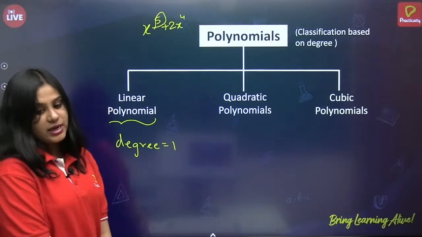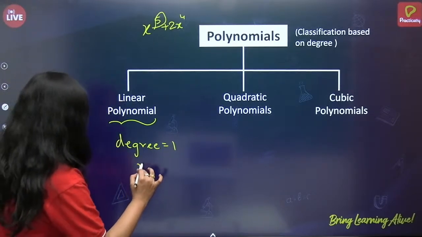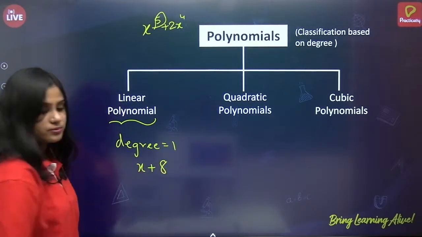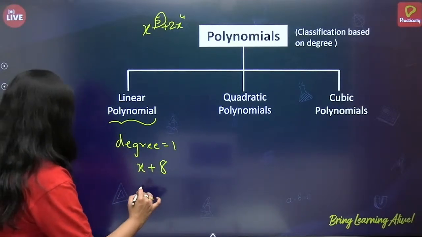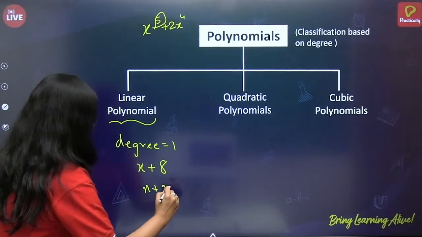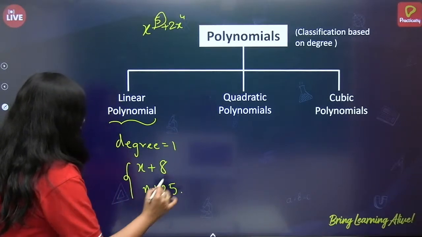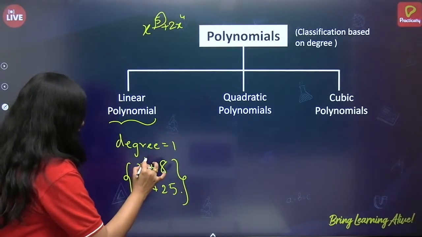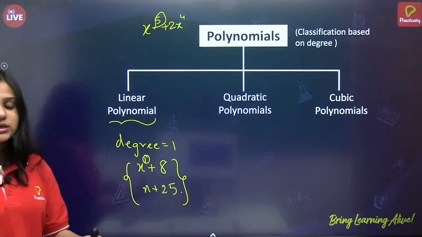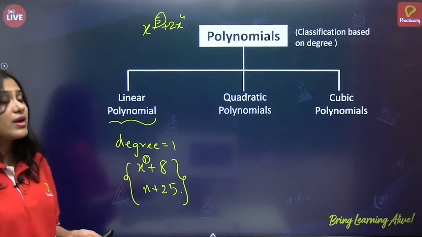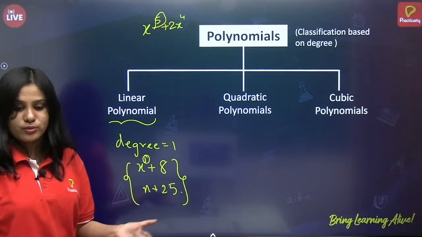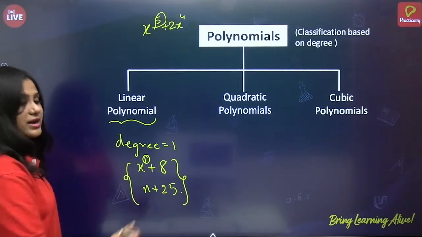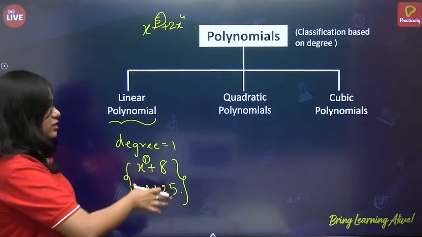x plus 8. Okay, very good. Good. x plus 8, a simple example, and we can just take anything, n plus 25. So here what do you see? The exponent of x is 1 and it is the greatest exponent in the given polynomial. So we see that 1 is the degree of the polynomial. So yes, n plus 25 is also the same case, that is a linear polynomial.